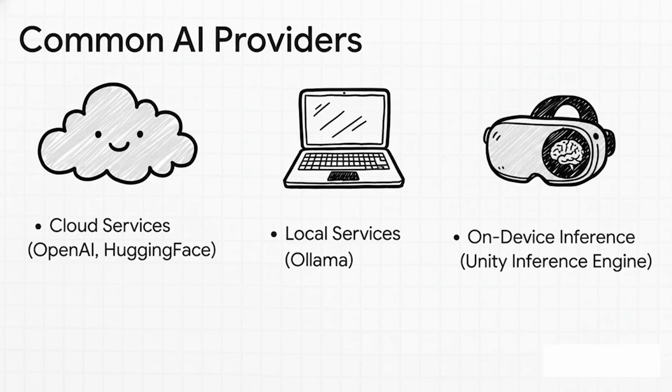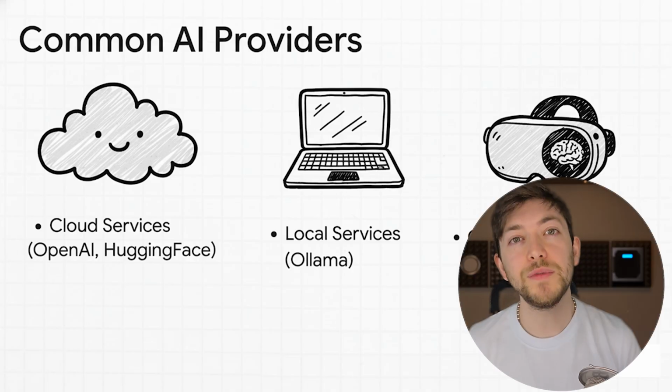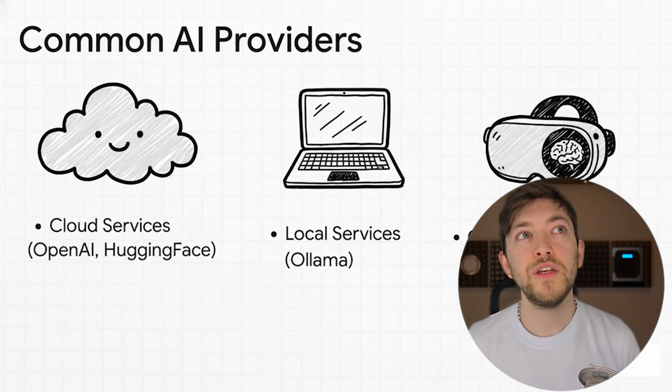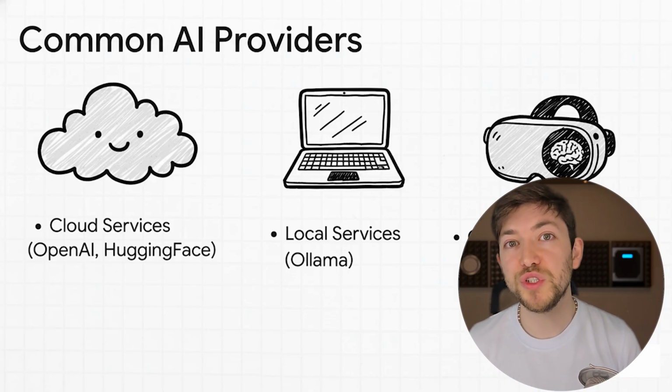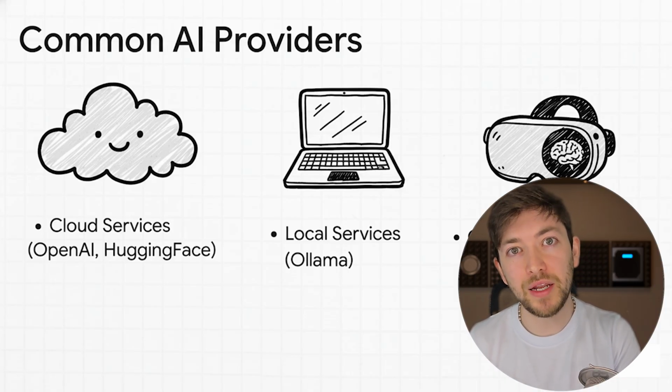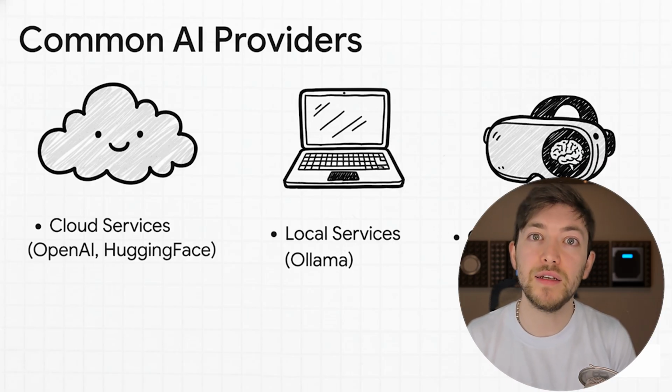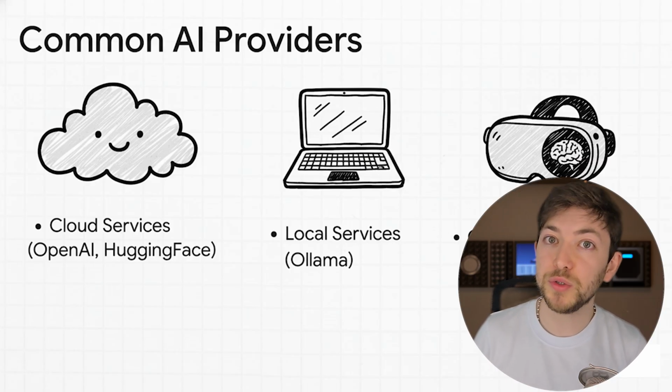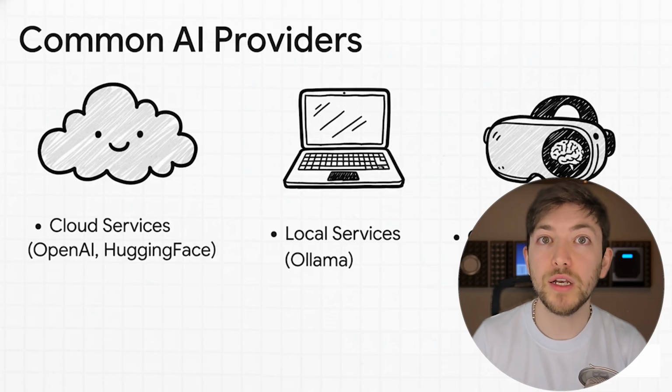It can be local services like Ollama, or it can be an on-device inference system like Unity Inference Engine. Sometimes the real question is not, does this feature exist? But the real question is more like, where is the inference happening and what trade-offs does it create? You need to separate what your app is trying to do from where the model is actually running. So if I had to explain in reality how building blocks help developers, I would say that they help you test useful AI features without turning your project into an AI science project.